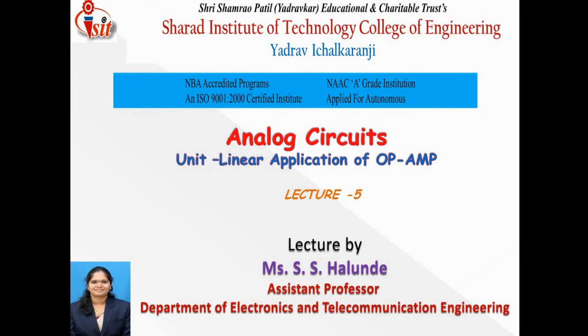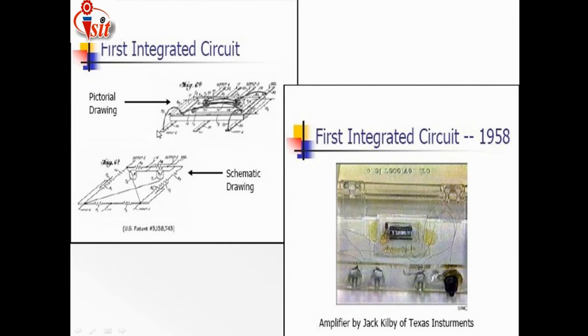Today we are going to see about analog circuits, that is, a unit containing linear applications of op-amp. What are the linear applications of op-amp? Just we are going to see. This is a first integrated circuit. Integrated circuit means what? Integration. That means a number of components are connected together and placed together for the purpose of integration. This is a small picture related to that integration.